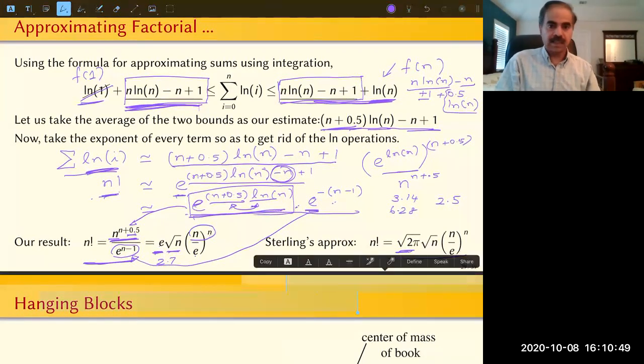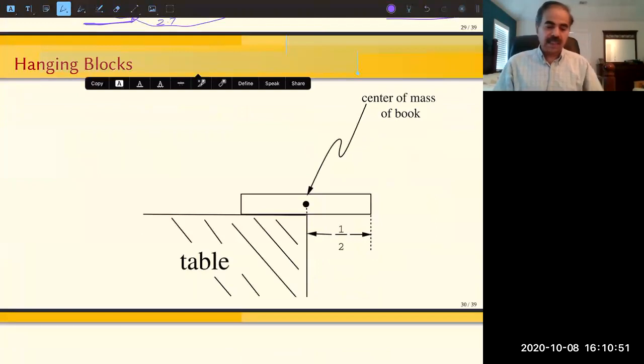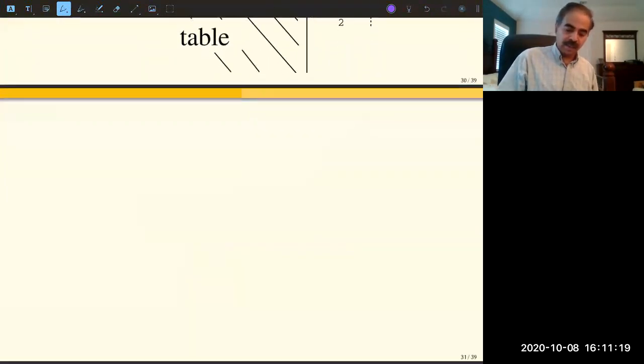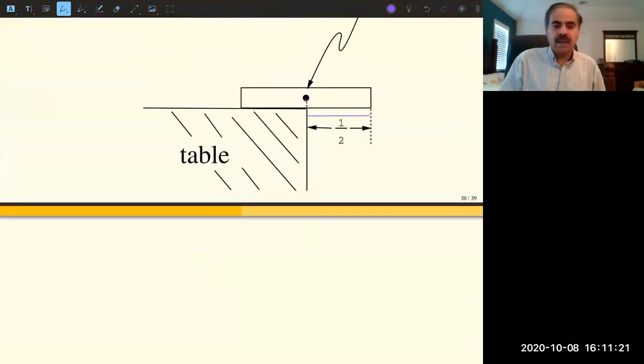So let's see. This is the hanging book problem. For the first block, we can go halfway, when the center of mass of the book will be right on the edge of the table. I didn't really use a table. I used a book at the bottom as a substitute for the table, but let's say the bottom book is the table, right? So this is how it looks for the first one.